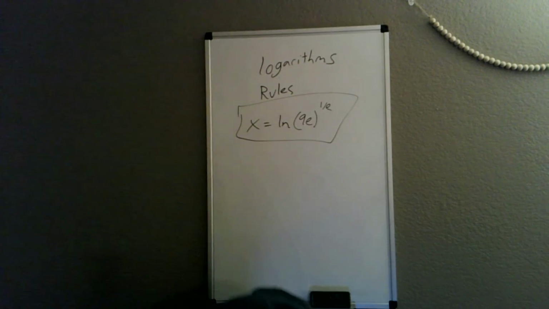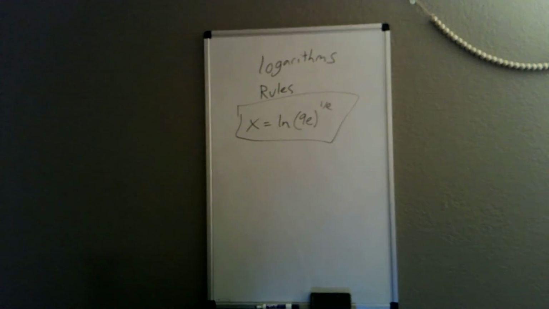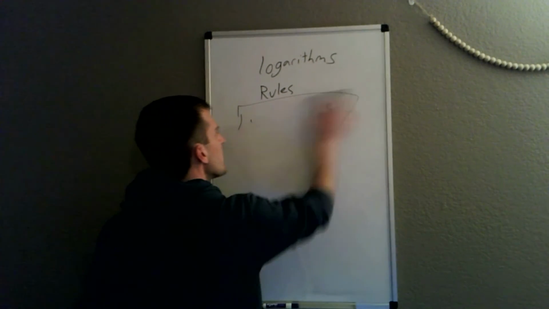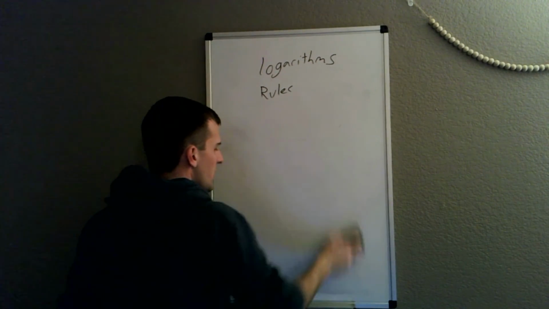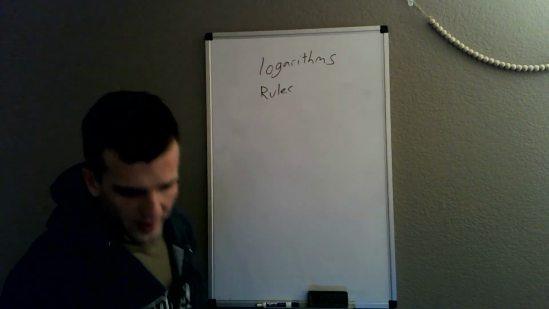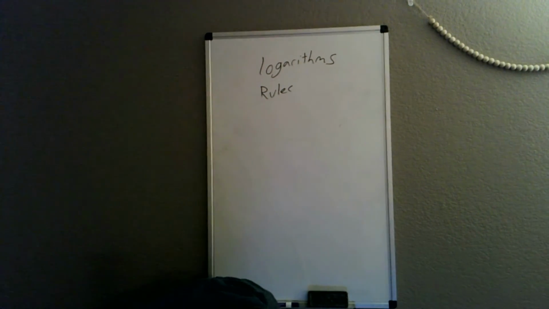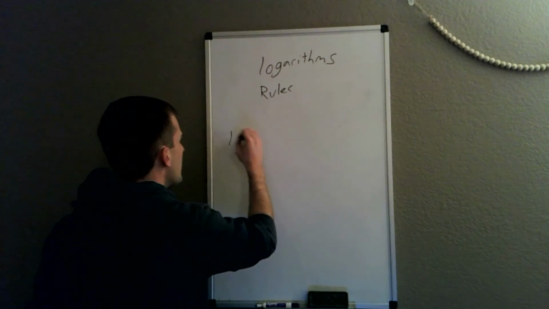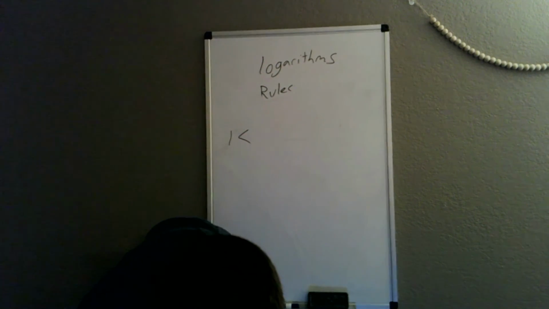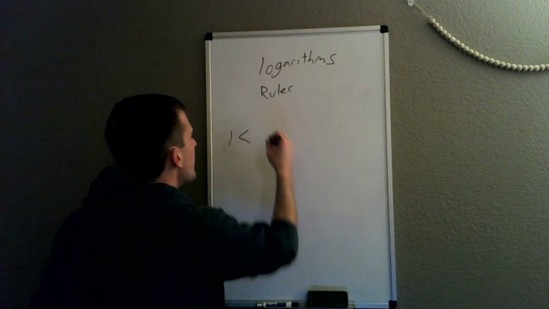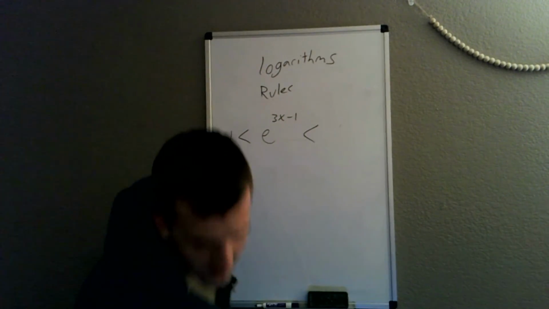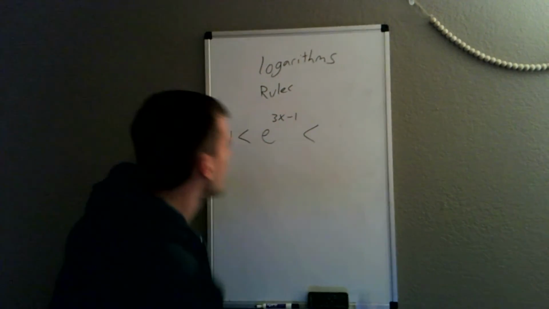Okay, and let's see. I'll do one last example before I end this video. So we're going to do an inequality actually. 1 is less than e to the 3x minus 1, which is also less than e.